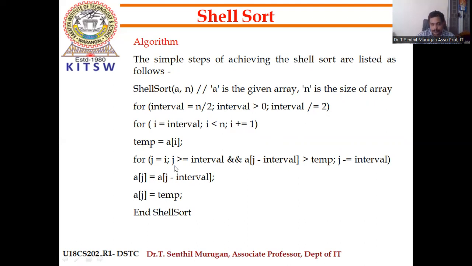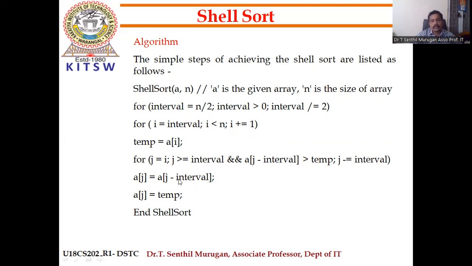So then j will start with the i value. Whatever i value we take, that is the interval value. So the interval should be greater than that. j is greater than the interval, as well as a of j minus interval is greater than the temporary value. Then, after performing this operation, you can go for j minus equal to interval, so j equals j minus interval. You subtract that interval value.